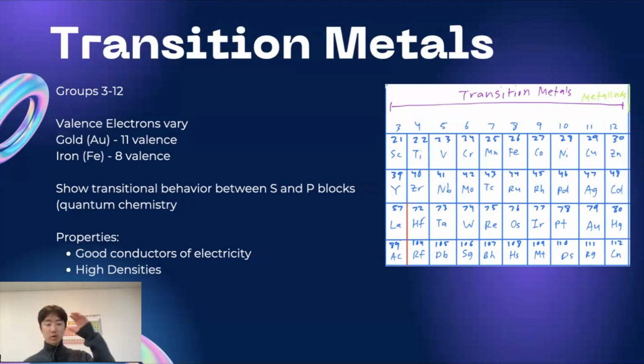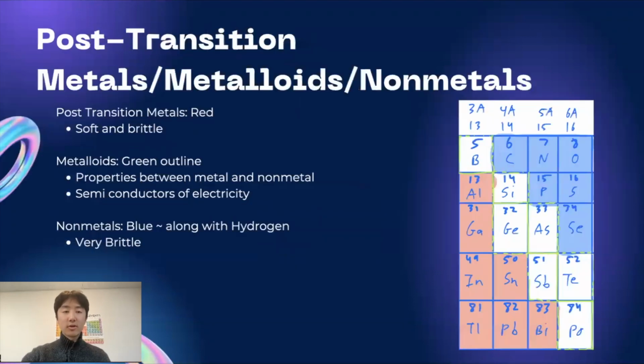and we're going to be talking about the S and P blocks as part of quantum chemistry later in this YouTube series. Also, these transition metals are good conductors of electricity due to the large sea of electrons, and they have high densities because of that d orbital, that d subshell. It makes it more compact, right? And it makes sense because silver, copper, iron, gold in the real world have high densities, right?